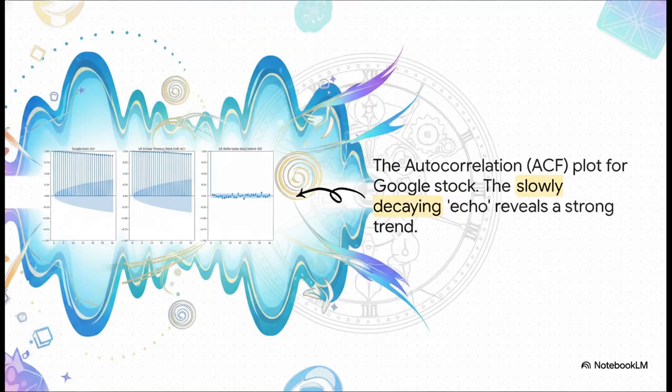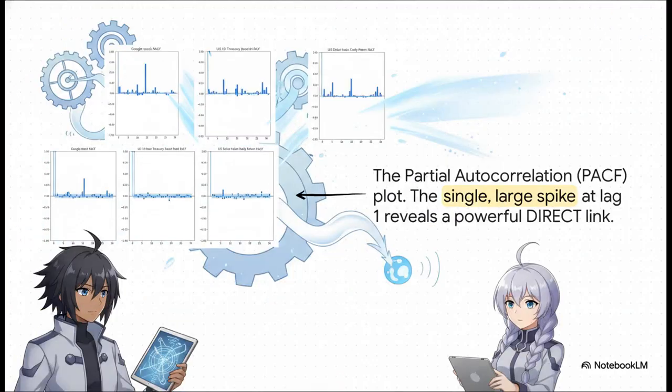So first, let's look at the autocorrelation plot for the Google stock data. Each of these vertical bars shows you how strong the echo is from a past day. And just look at that pattern. See how the bars start really high, and then they just slowly decay over time? That right there is the classic visual fingerprint of a strong, persistent trend. It's telling us the echo from yesterday is huge, and the echo from the day before is still huge. The memory is long.